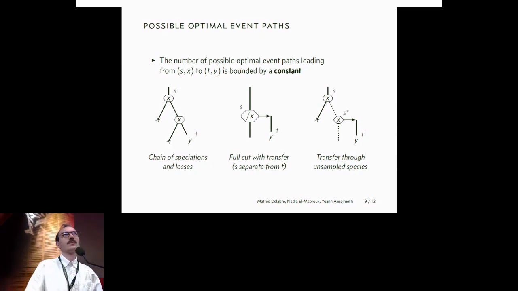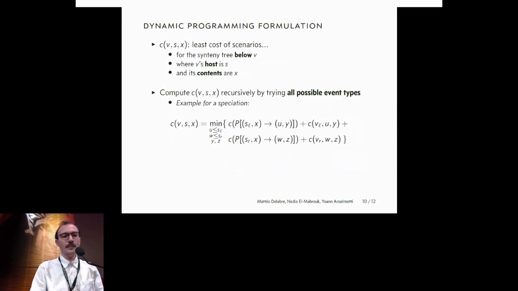So these are the three main kinds of possible event paths, and we have to take all three of them into account when we are computing reconciliations. So now that we have this recursive structure, we can get a dynamic programming formulation, which is really similar to the dynamic programming formulations for usual reconciliations. And we have an extra parameter called x, which is the contents of the synteny at a given point.